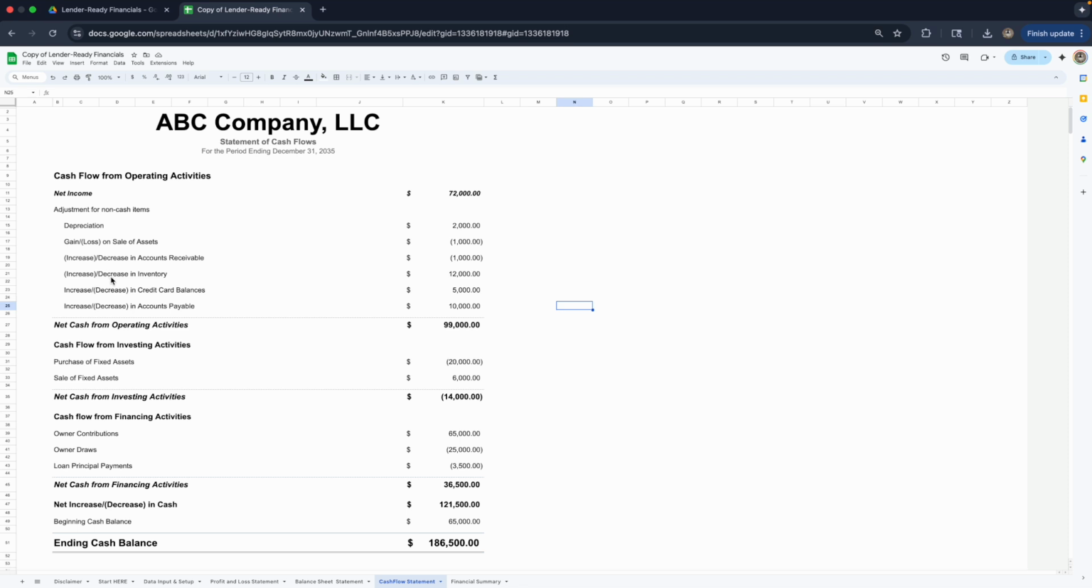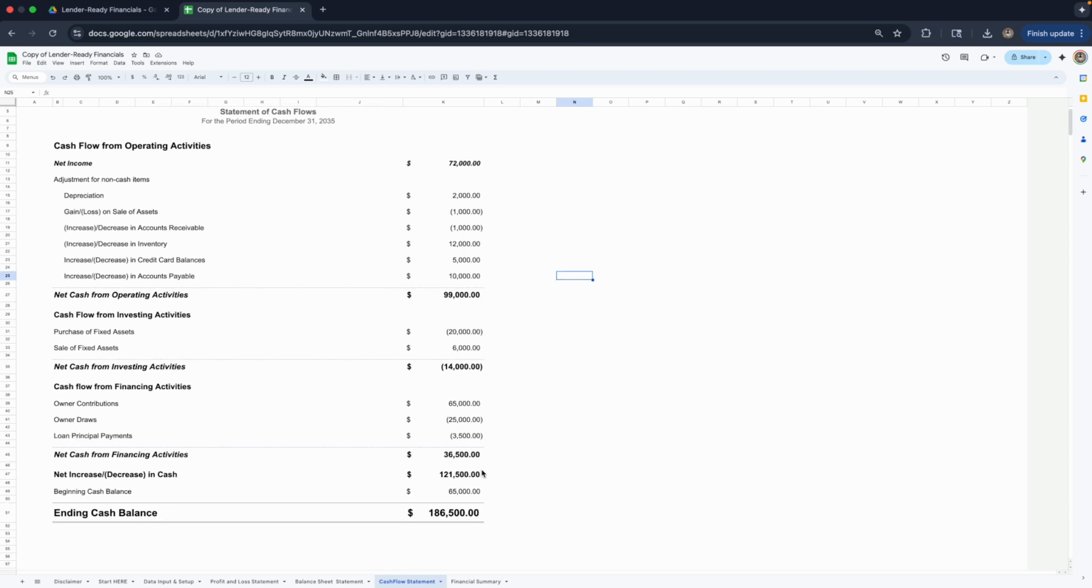Same thing with inventory, right? So if your inventory increases, what does that mean? It means that you paid money out to get that inventory, right? So you have to pay cash to get the inventory. So if you started with inventory of 1,000 at the beginning of the year, and at the end of the year you have 3,000, that means you spent $2,000 to get your inventory. So when your inventory increases, it has a negative effect on your cash flow, right? So it's doing all these adjustments for you, so it's very smart.